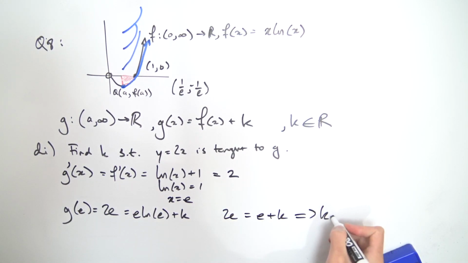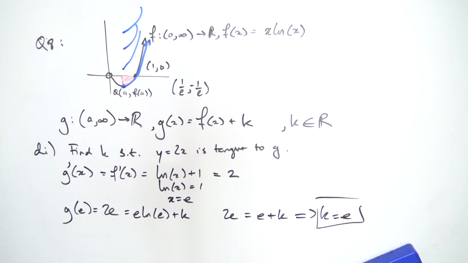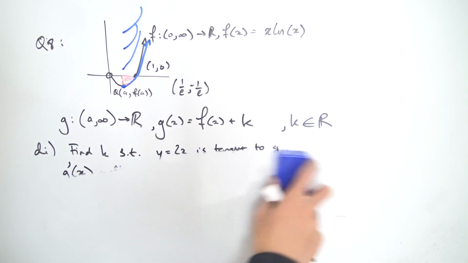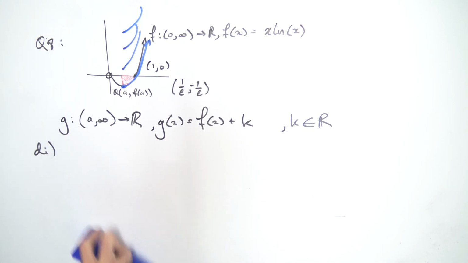So that implies that k is equal to e. And that's the solution to this first part, d(i). Now for the second part, d(ii), this is where things get a little bit more spicy.